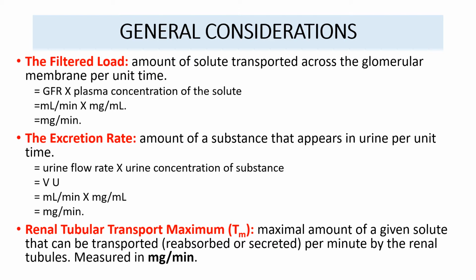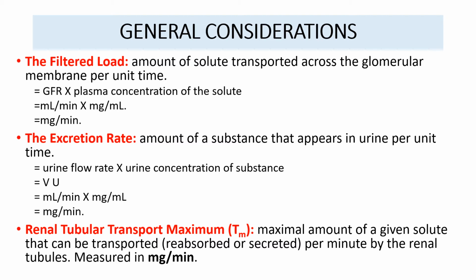Now coming to some formulas you will be learning in this portion. The filtered load. What is filtered load? The amount of solute transported across the glomerular membrane per unit time. Means we are talking at the level of the glomerulus. What is the filtered load of that particular solute? GFR multiplied by plasma concentration of the solute. Okay, it is ml per minute multiplied by milligram per ml, and it will come out as milligram per minute.